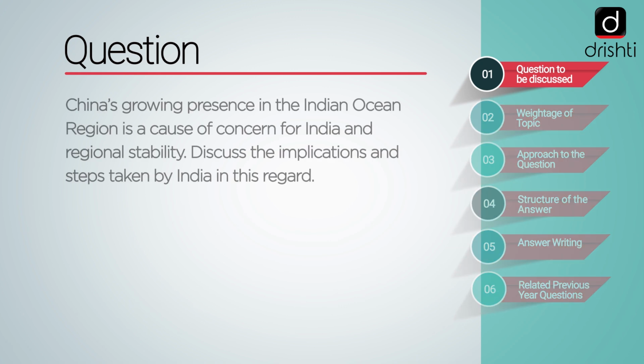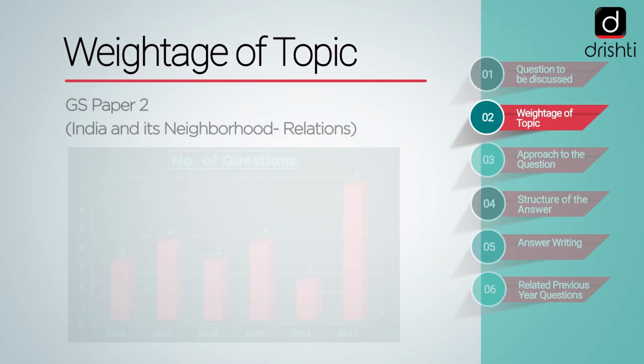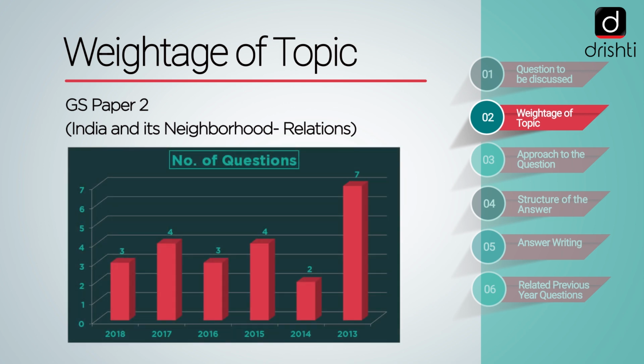The question is, China's growing presence in the Indian Ocean region is a cause of concern for India and regional stability. Discuss the implications and steps taken by India in this regard. The question is on the topic of Indian Ocean region from the segment of India and its neighborhood relations under GS paper 2.